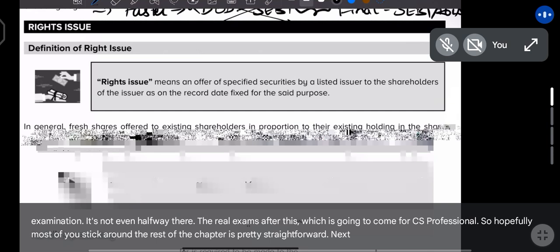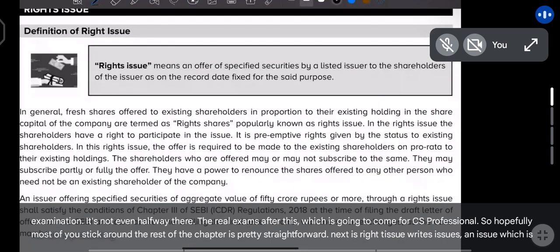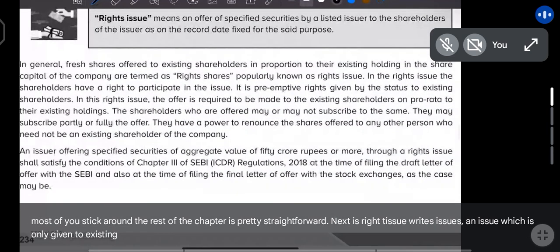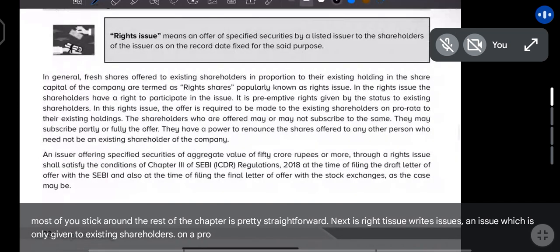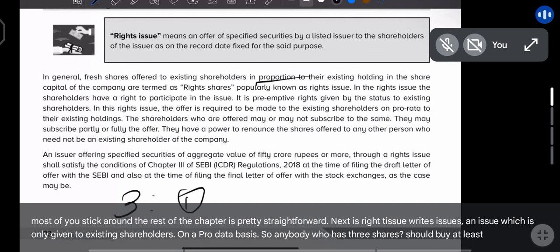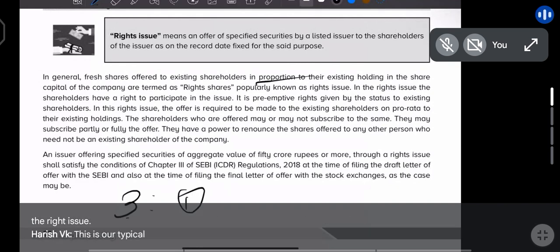Next is rights issue. Rights issue is an issue which is only given to existing shareholders on a pro rata basis. So anybody who has 3 shares should buy at least 1 share in the rights issue. This is how a typical rights issue is offered to your existing shareholders.